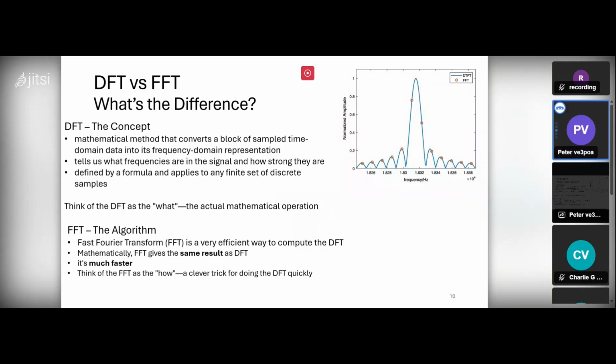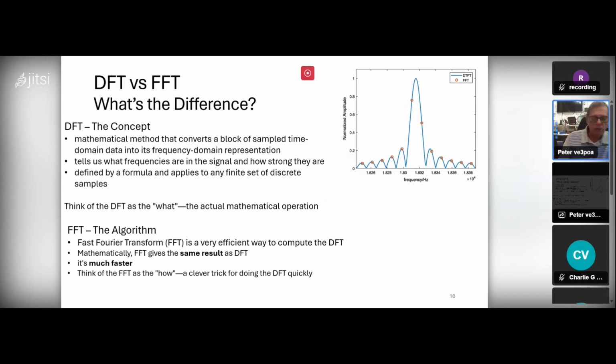Okay, so what's the difference between DFT and FFT? So discrete Fourier transform is the fundamental mathematical idea behind transforming signals from the time domain into the frequency domain. It's about understanding what frequencies are present in a block of data and how strong they are. The discrete Fourier transform is defined by a formula and can be applied to any chunk of sampled data, no matter how small or how large.